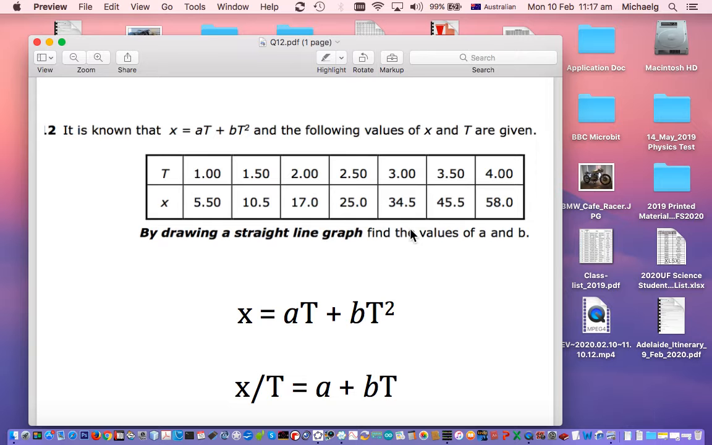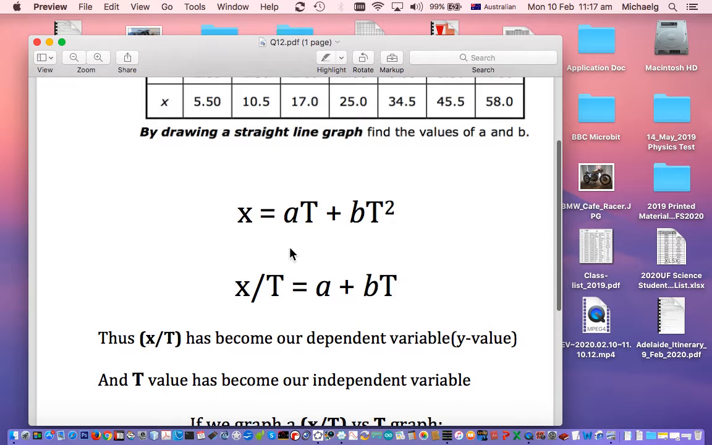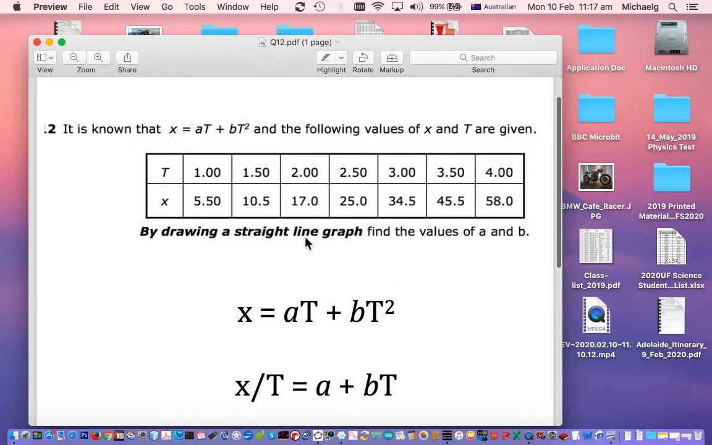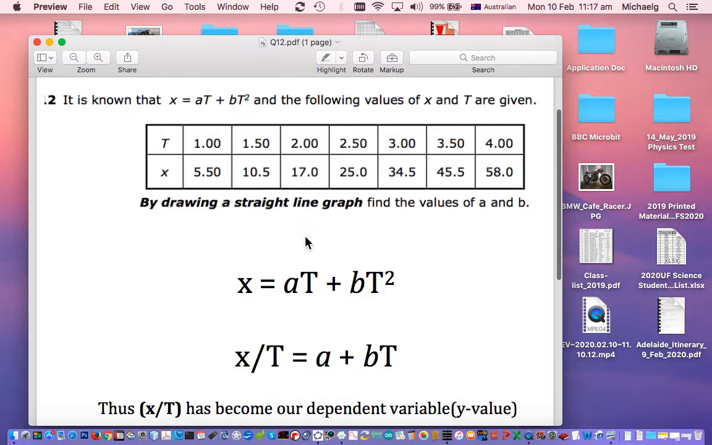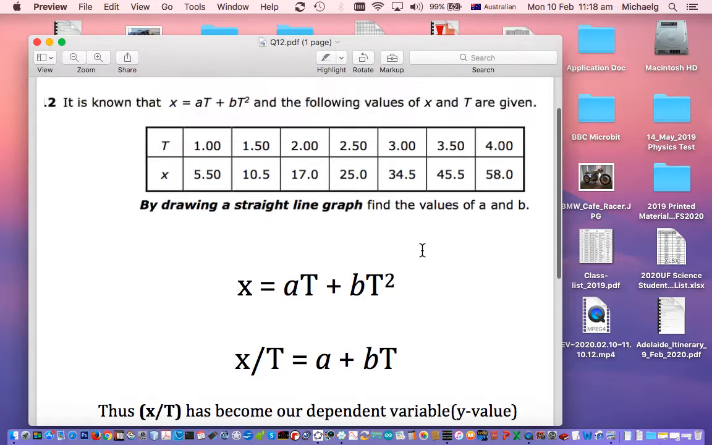Okay, so in the last video that we looked at, we found our values for A and B in question 12 by a straight line graph, didn't we? We arranged this formula and we found the slope B. So the slope B was 3 and the y-intercept was 2.5.